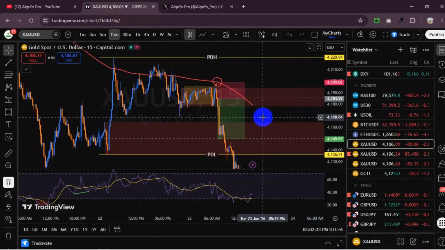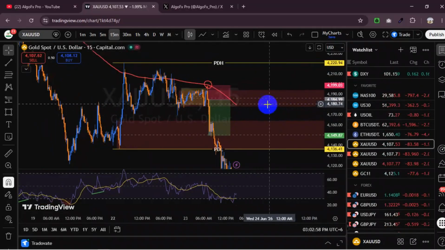And by this strategy, you will get 1 or 2 trades in a day. So this is more than enough. If you have any question on this strategy, please leave a comment.